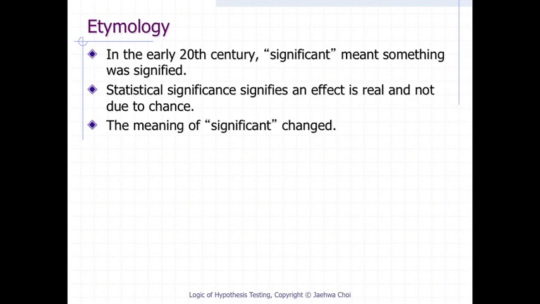Why does the word significant in the phrase statistically significant mean something so different from other uses of the word? Interestingly, this is because the meaning of significant in everyday language was changed. In the early 20th century, when the procedures for hypothesis testing were developed, something was significant if it signified something. Thus, finding that an effect is statistically significant signifies that the effect is real and not due to chance. Over the years, the meaning of significant changed, leading to potential misinterpretation.